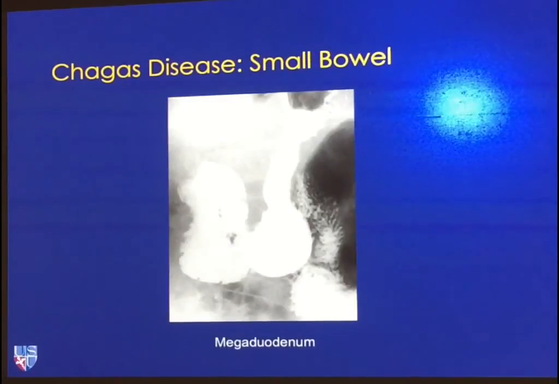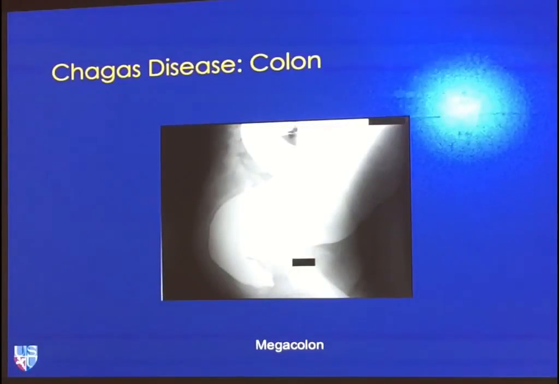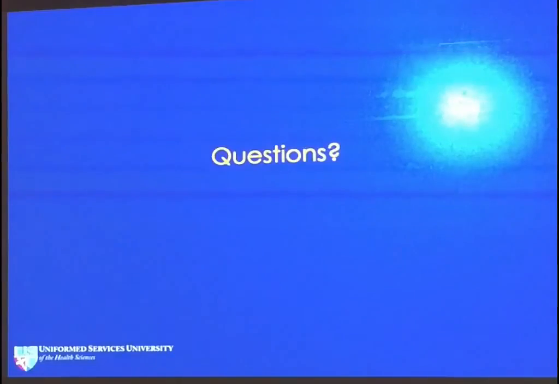Know that it can affect areas of the bowel beyond the esophagus. So here's an example where the duodenum is too big, a megaduodenum. Here's an example of a megacolon. And that is what I have for you today.